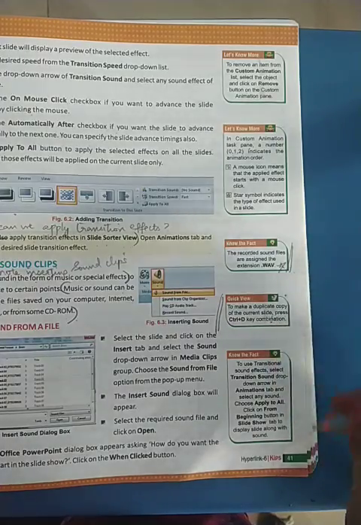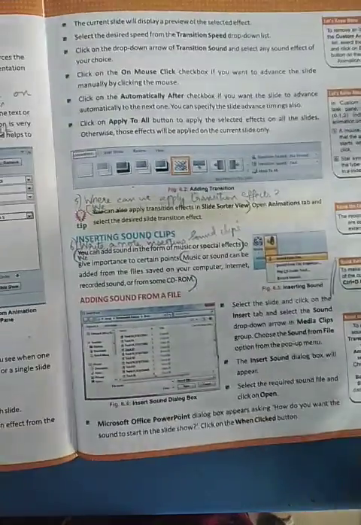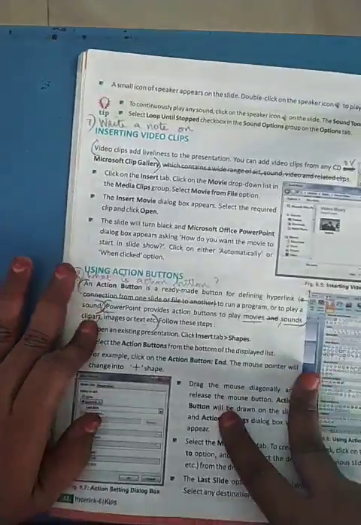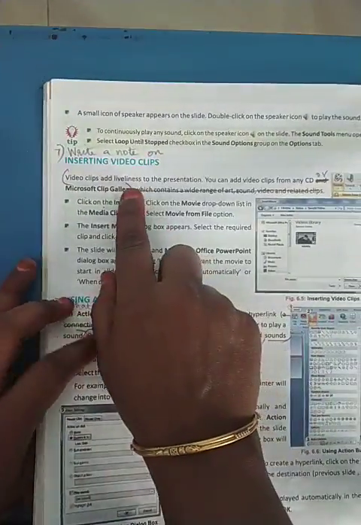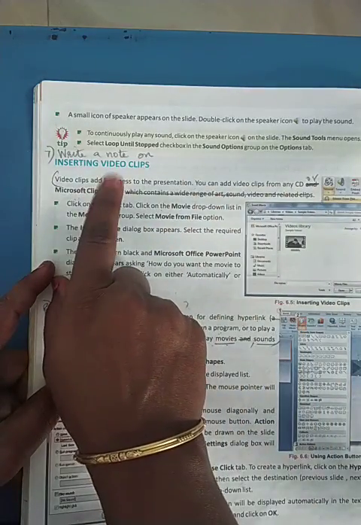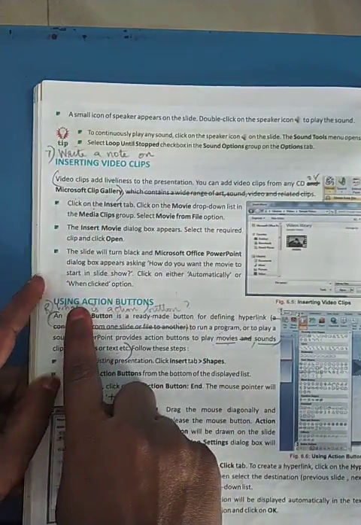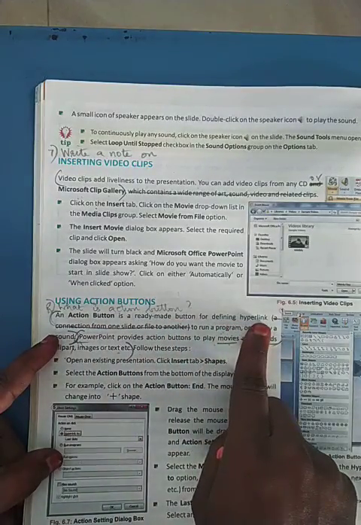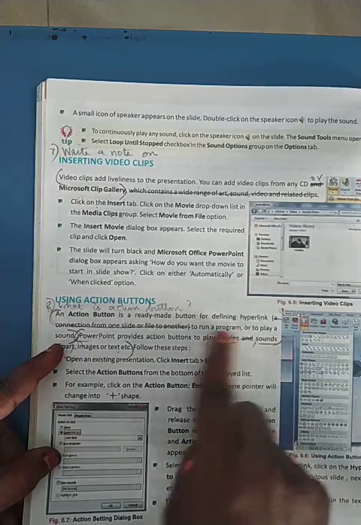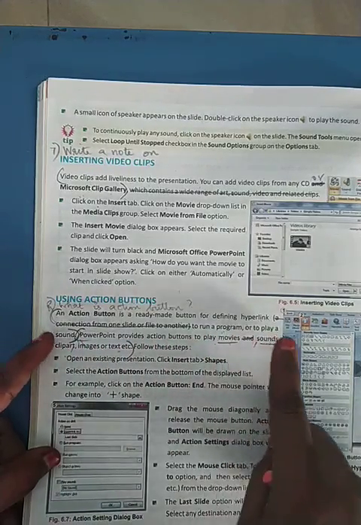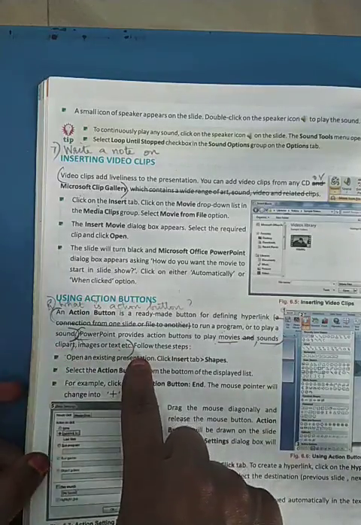Now coming to the 7th question. In the 7th question, we can write a note on inserting the video clips. Video clips add liveliness to the presentation. You can add video clips from the CD or from Microsoft Clip Gallery. Then what is an action button? An action button is a ready-made button for defining the hyperlink, or to run a program or to play the sound. PowerPoint will provide the action buttons to play movies, sounds, clip art, images or text.